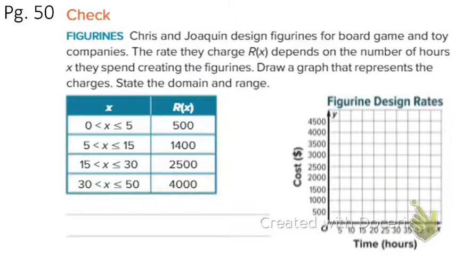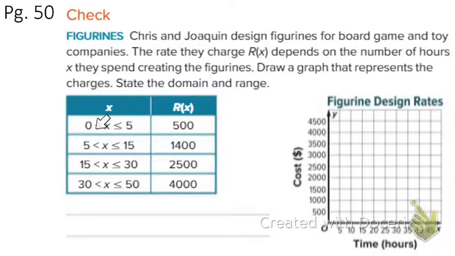So we're talking about Chris and Joaquin design figurines for board games and toy companies. The rate they charge depends on the number of hours they spend creating the figurines. So we have to draw a graph that represents the charges, okay? So here are my steps. My first step is going to start at x equals 0 and end at 5. I'll do the first step with you and let you do the rest.